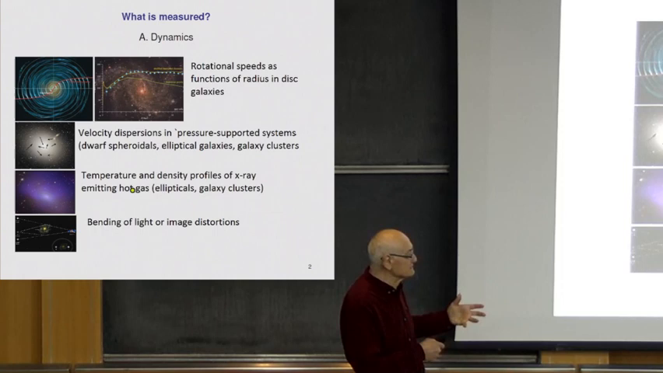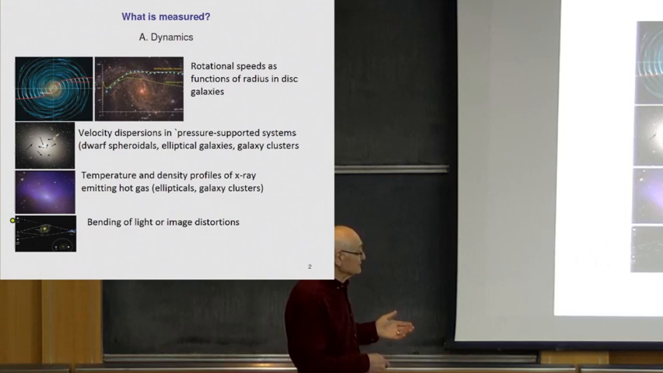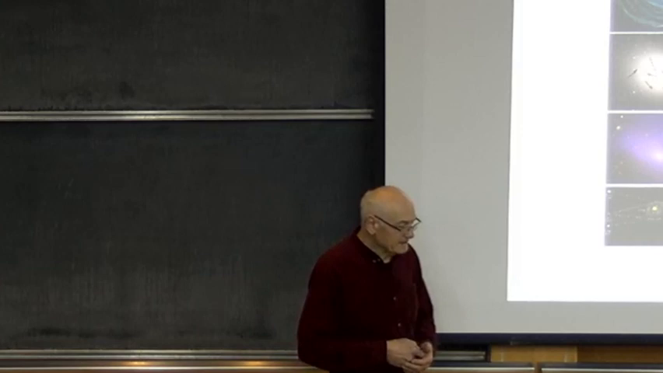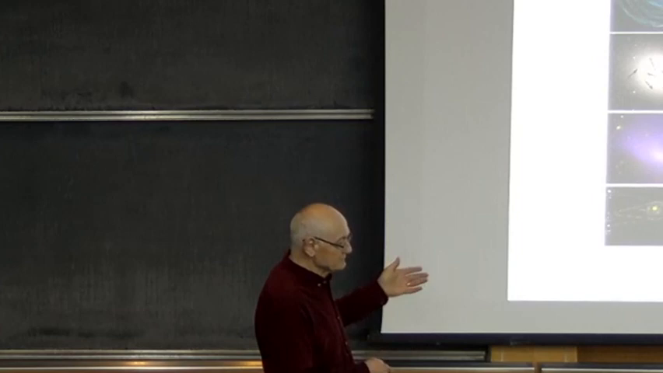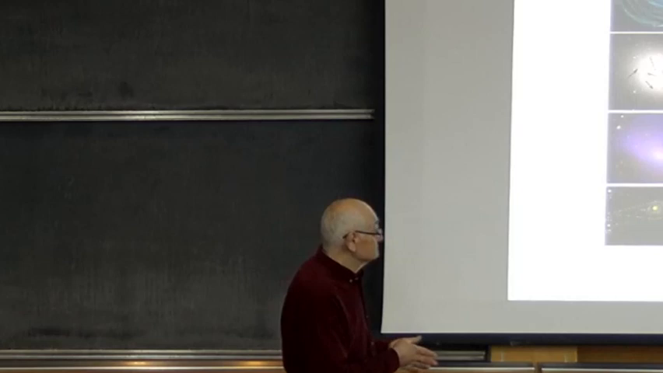But you can also use unbound test particles, such as photons. So light that is coming from a distant source passes on its way near the galaxy to be studied. And from the way the light is bent and from the way the image of the source is distorted, you can learn about the gravitational field of this intervening object. So this is what you do on one hand. You map the gravitational field by measuring acceleration.